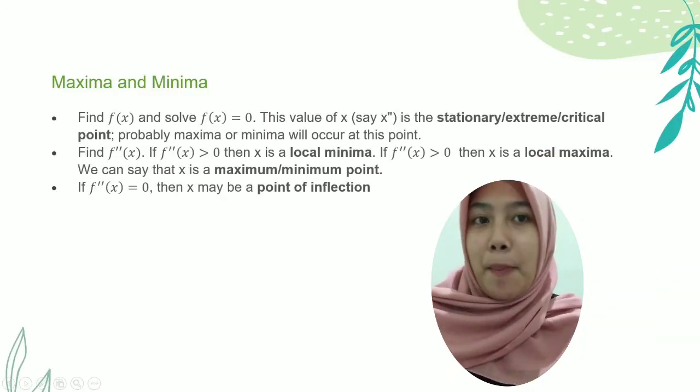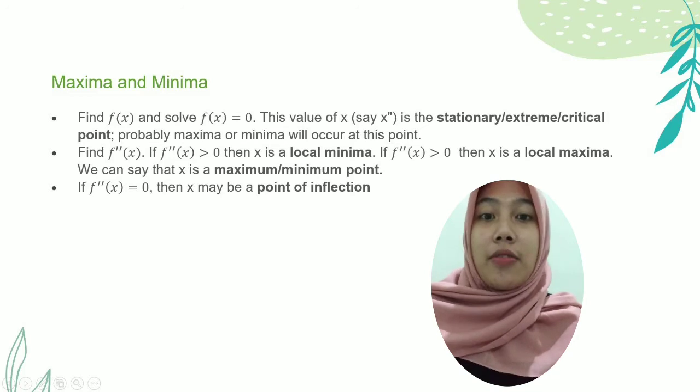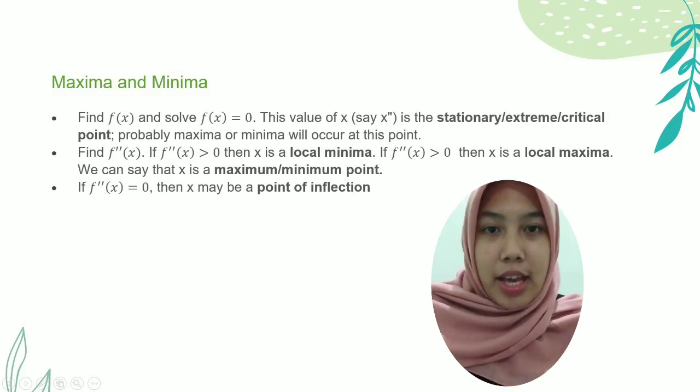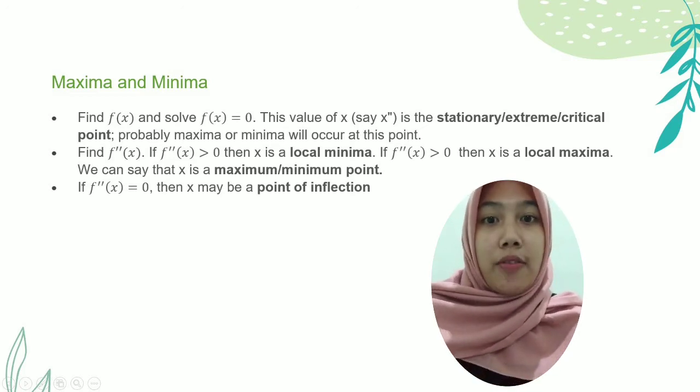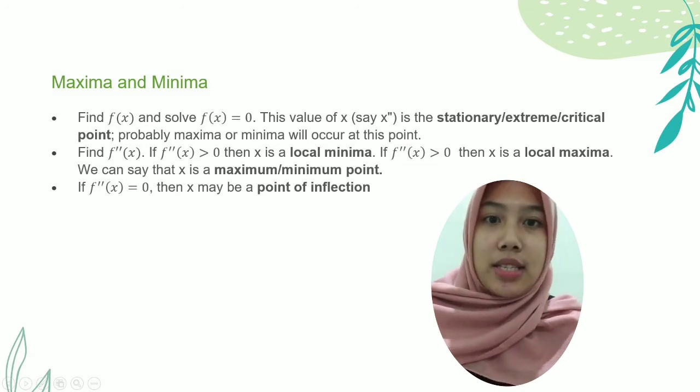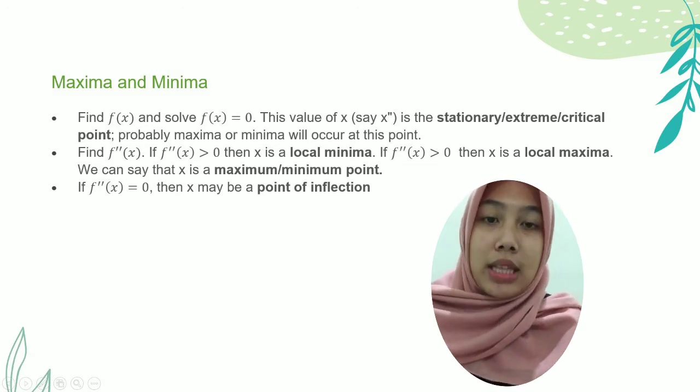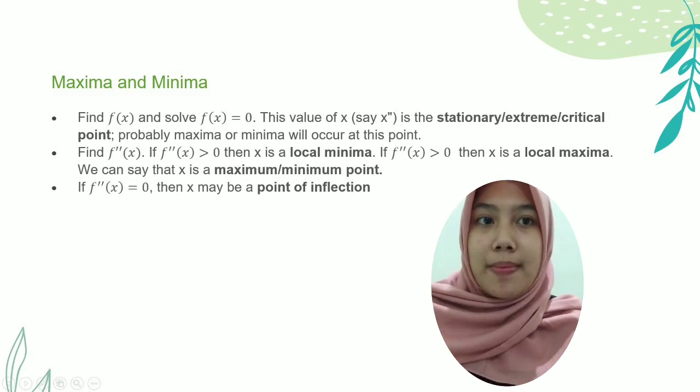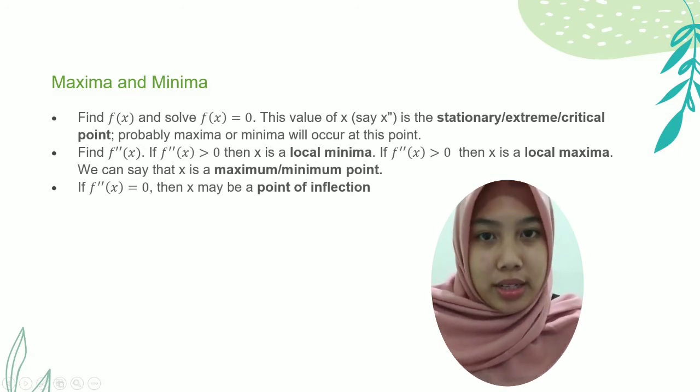The next is maxima and minima. Find f prime x and solve f prime x equals 0. This value of x, say x0, is the stationary or extreme or critical point. Probably maxima or minima will occur at this point.